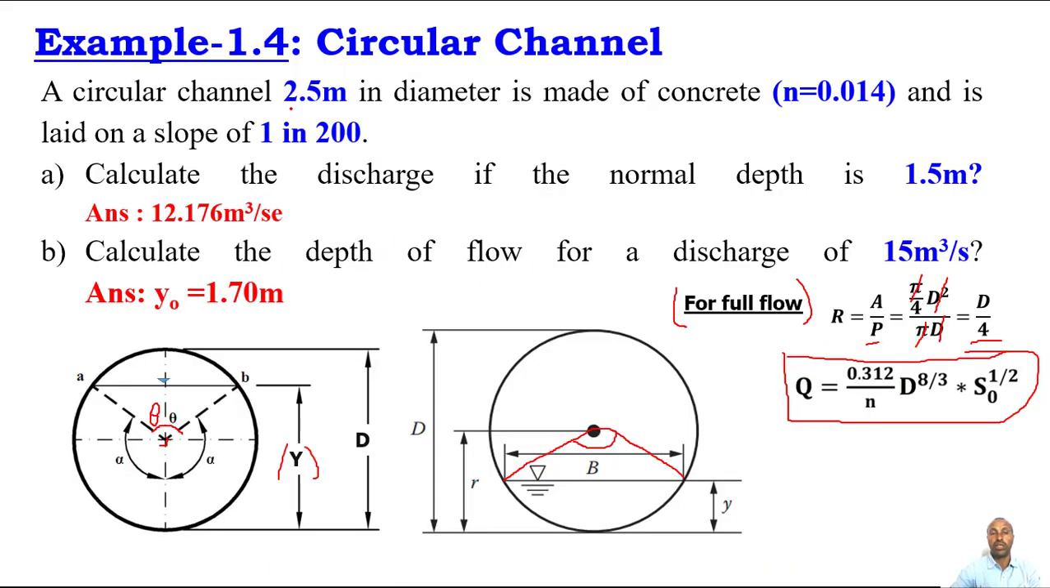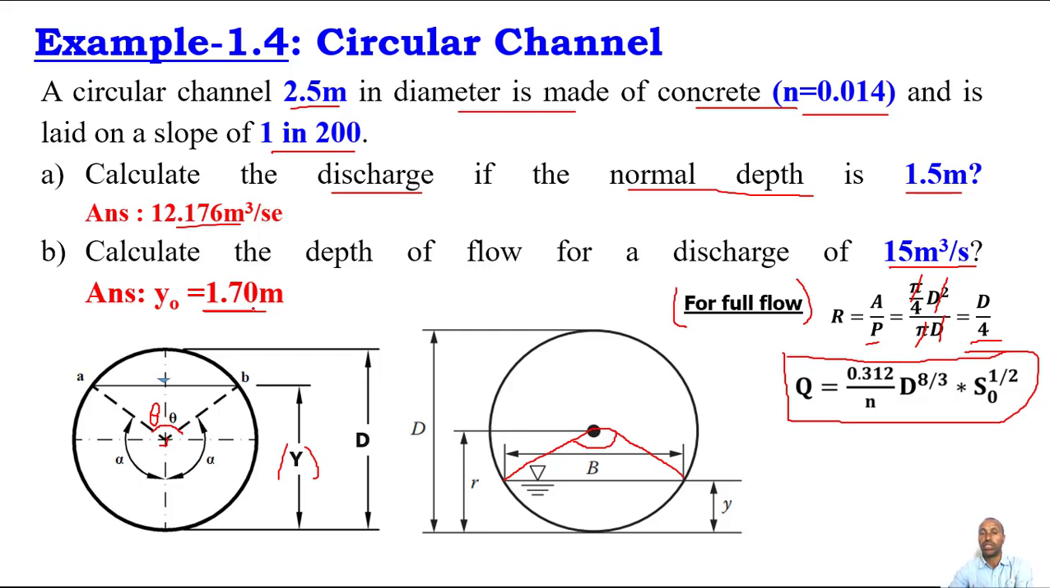A circular channel 2.5 meter in diameter is made of concrete, Manning roughness 0.014, and is laid at a slope of this one. So the gradient is given. Calculate the discharge if the depth is 1.5 meter. If the discharge is unknown but the depth is known, if normal depth is 1.5, what will be the discharge? Then calculate the depth of flow for a discharge of 15 meter cube per second. So we get this one.